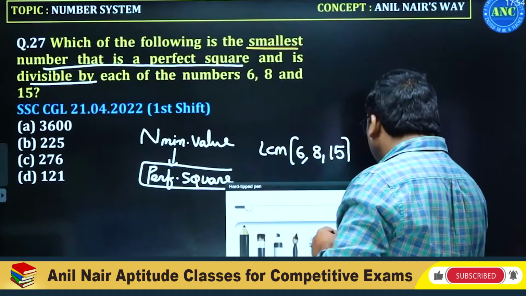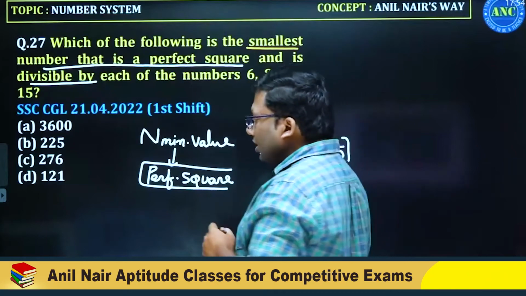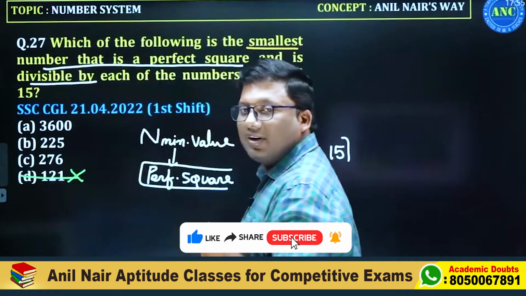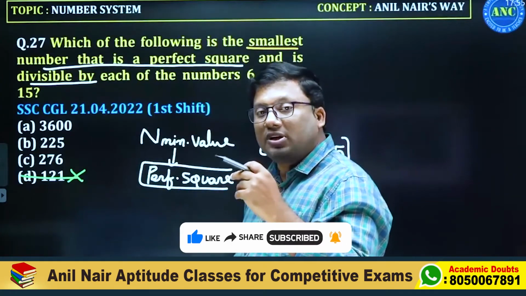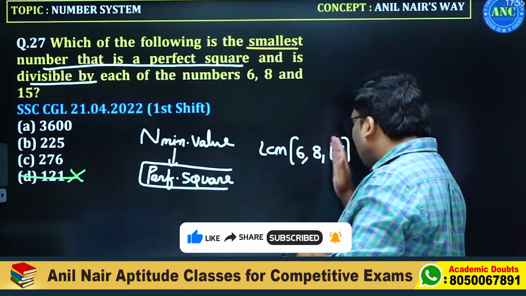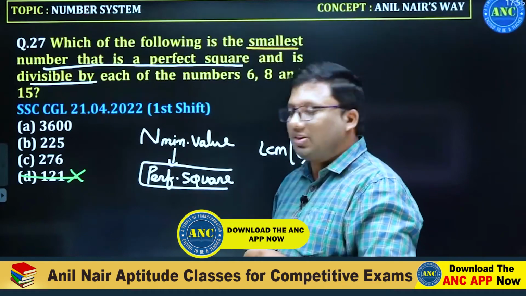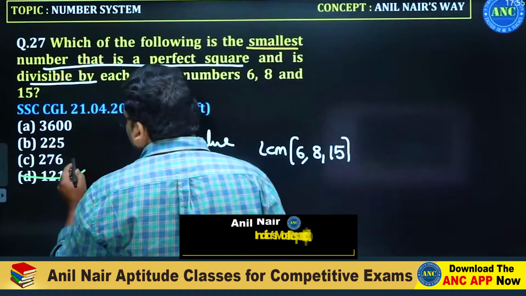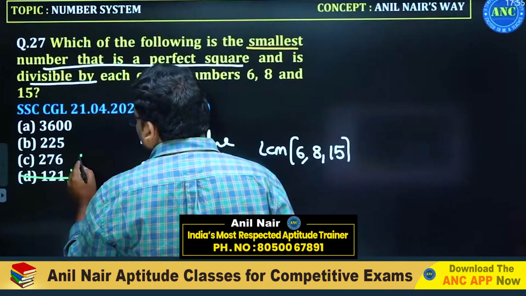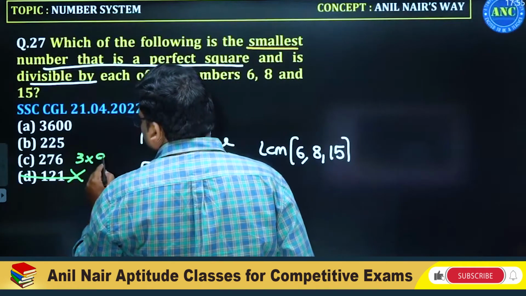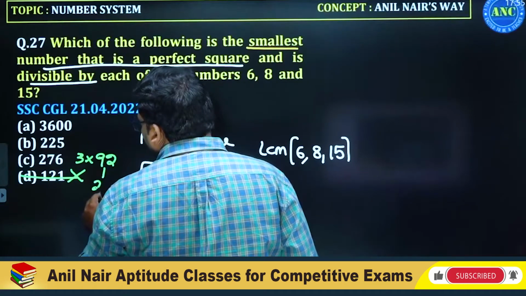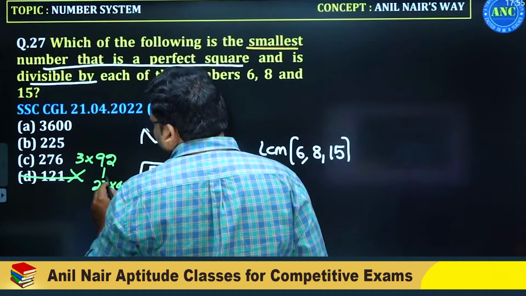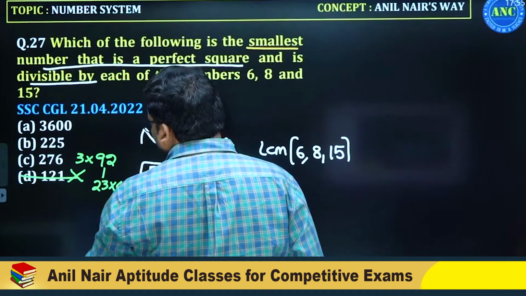I already told you, whenever you are finding LCM, if the answer is 121, it contains a power of 11. It should be present as an input in one of the 3 numbers. It is not present as an input in any of the 3 numbers, so that is out. 276 factorization, if I do, is 3 into 92. 92 is 23 into 4. So 23 into 4 into 23 into 4 into 3.